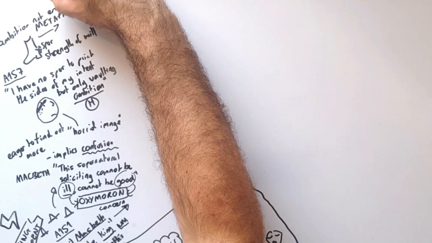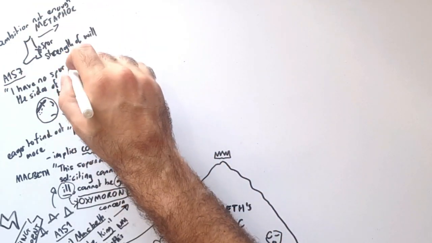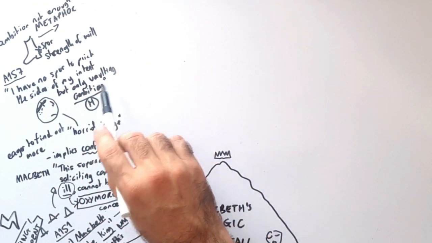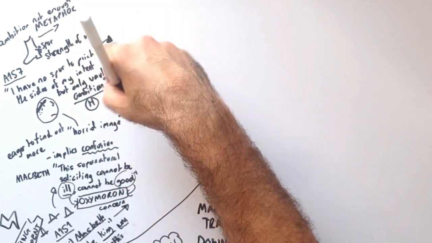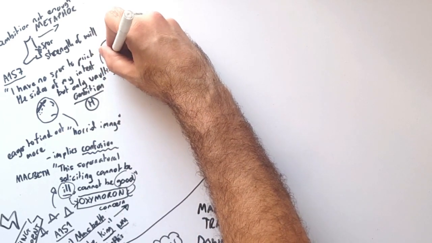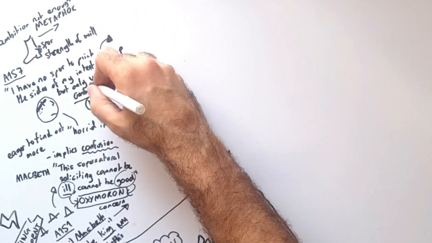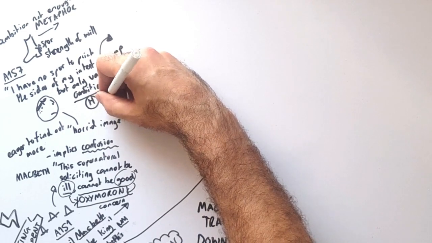We need something more. And in this metaphor, "I have no spur to prick the sides of my intent, but only vaulting ambition." And he's basically saying his ambition is going too far here. Vaulting means to jump. So this metaphor, again, is expressing that he's going too far in simple language.